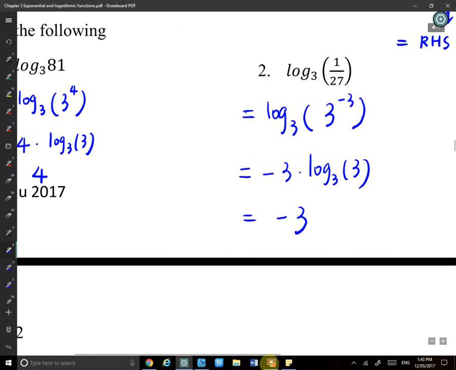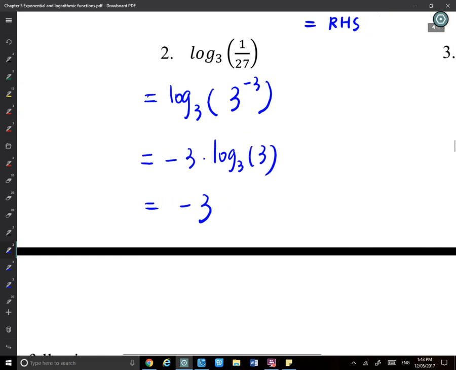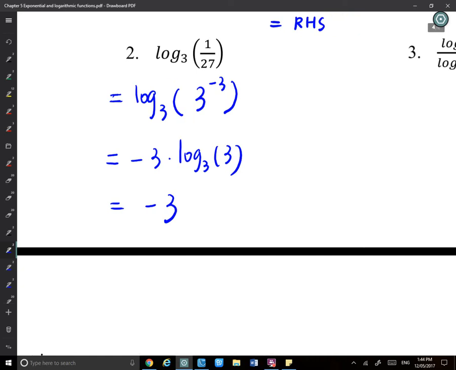Okay. So example 2 will be this one. Okay, 1/27 can be written as 3 to the power of -3. Drag the -3 to the front. We have -3 log 3, 3, which is -3. Okay, this is nothing hard.